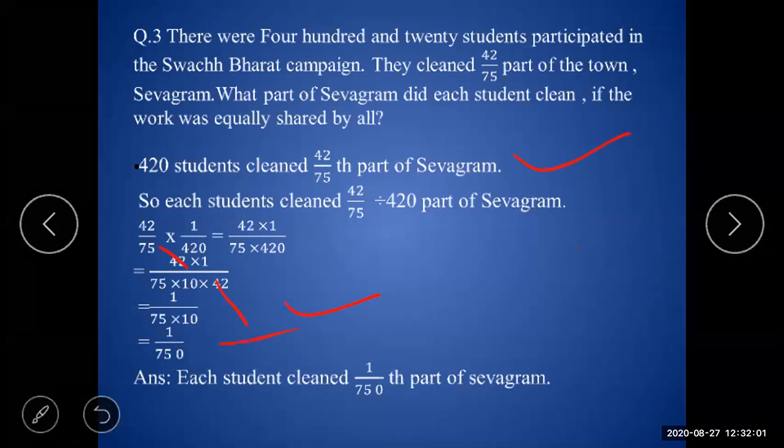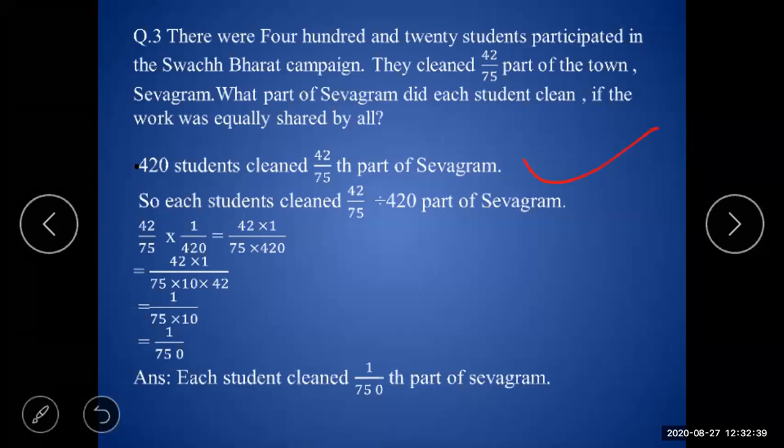How much part has each student cleaned? 1 upon 750 part of the Sevagram. I hope you people have understood. Once again I will revise it. See, the first statement: how many participants are there? There are 420 participants and they clean 42 upon 75 part of the Sevagram. So that statement we will write once again: 420 students clean 42 upon 75 part of the Sevagram.